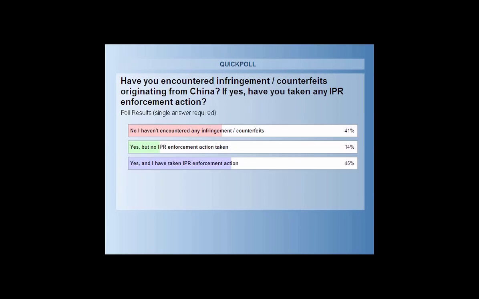Okay. So what we have is quite a fair divide between "no, I haven't encountered any infringement" and "yes, and I have taken IPR enforcement action." So that's 40% on each side, basically, with 15% or so who say, "yes, I have encountered infringement, but I have not taken any IPR enforcement action." Okay, so back to you, Maarten.